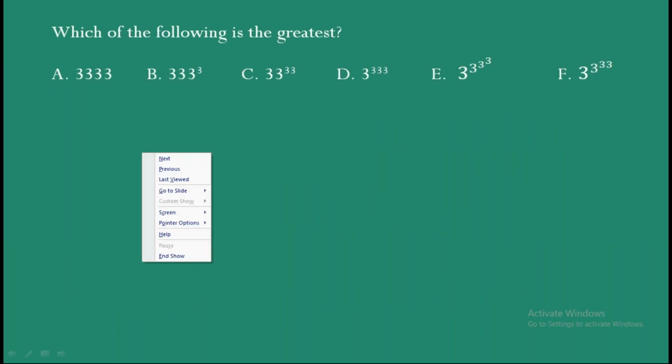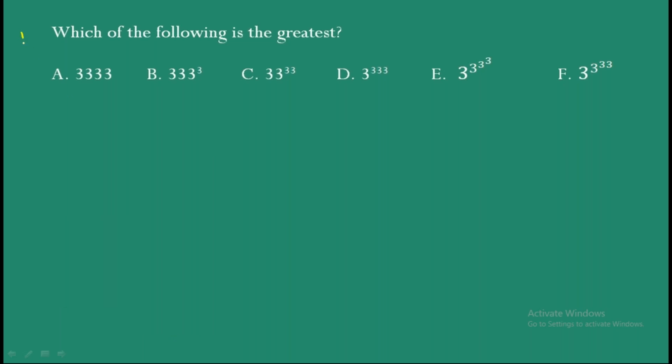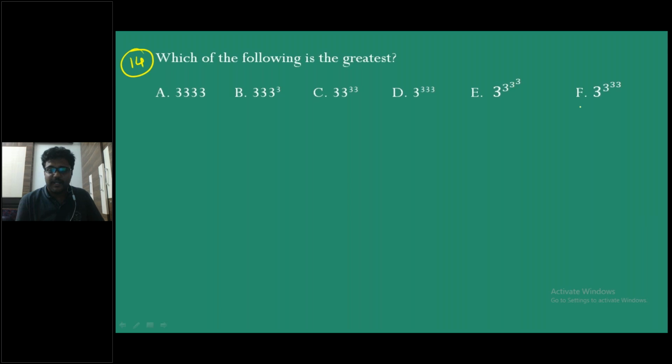Now this is the typical question. We have to find which among the following is greatest. Among all these options, 6 options are given. Among 6 options, you should identify which is the greatest one, my dear friends. You just try which option is greatest.